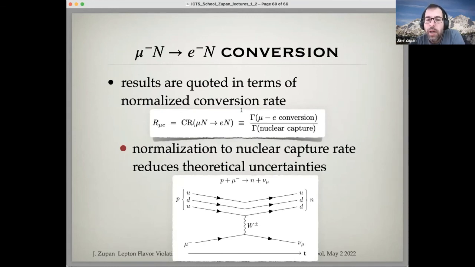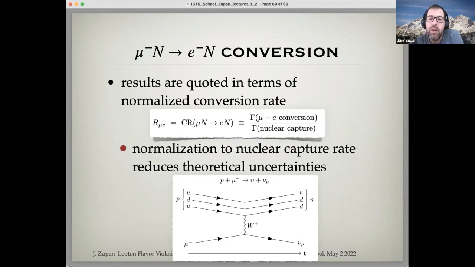They're quoted as a ratio. So there is a mu to E conversion rate. The rate for mu to E conversion is then normalized with the nuclear capture rate. So you could do a standard model version of it where you have mu to a neutron plus nu mu. This would be just a W exchange. Now you need to do another W exchange to get the electron also, right? And you'll have another neutrino, right? So that's the capture rate.